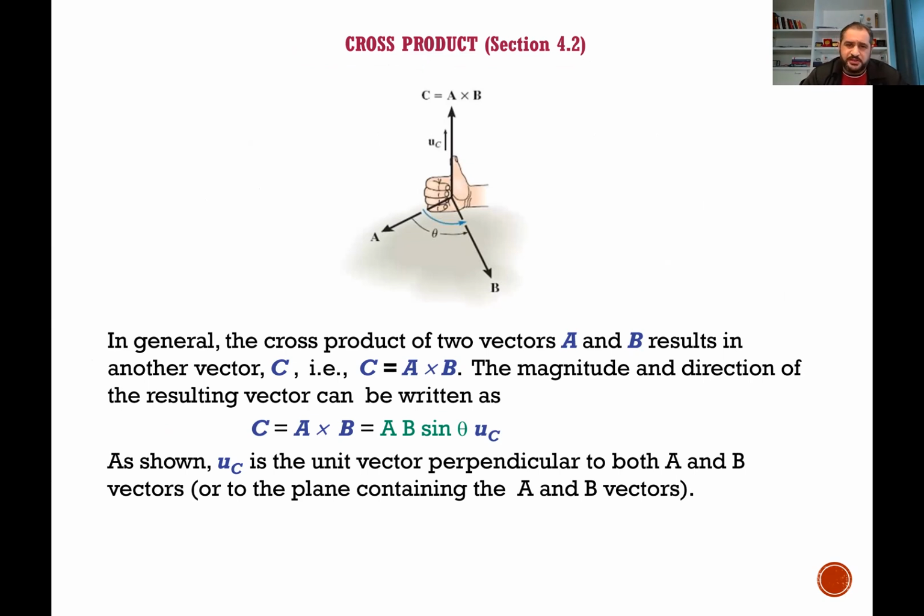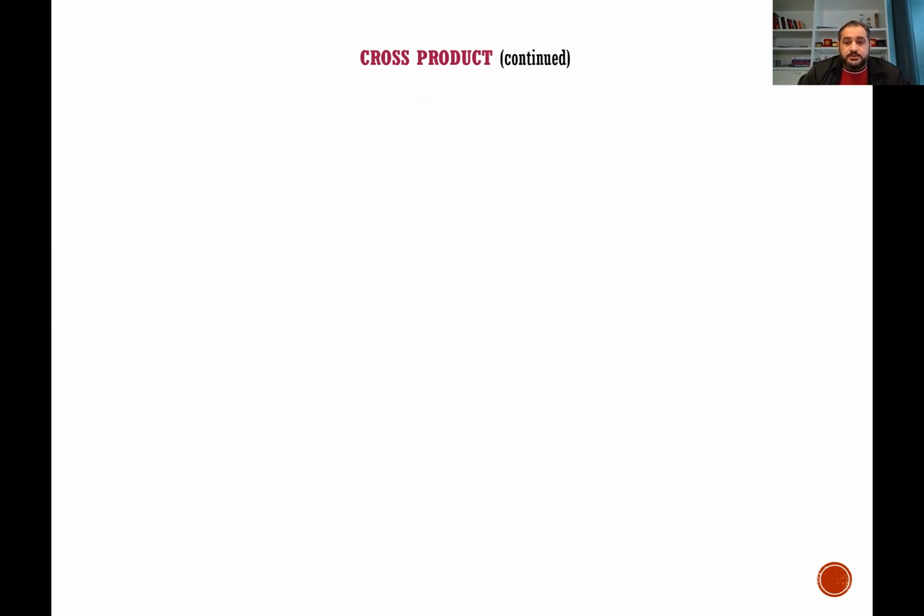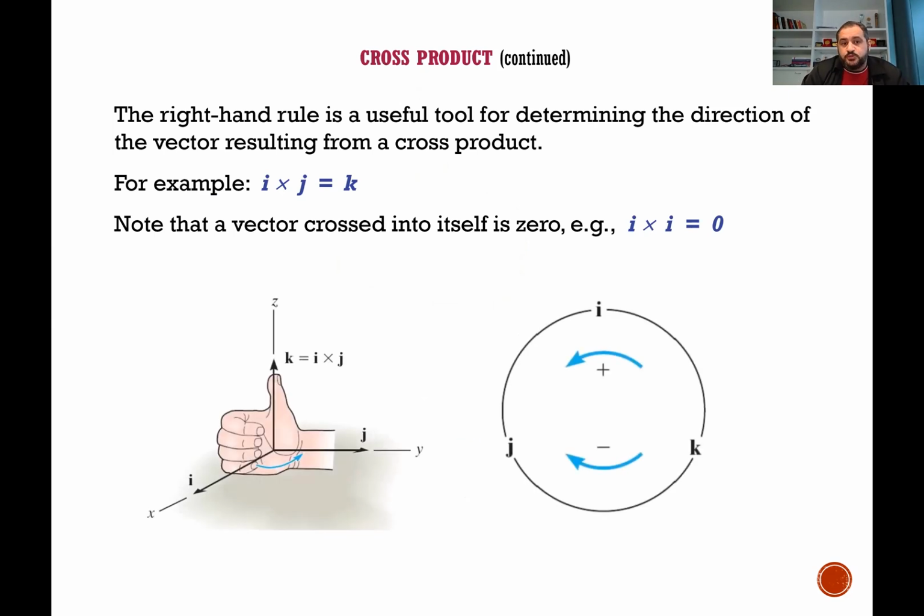When we have two vectors and there's a certain angle between them, the magnitude of C will equal A vector cross product with B, which equals AB sine theta UC. And UC is the unit vector perpendicular to both A and B vectors, which is perpendicular to the plane of these two vectors. The way to find this is we can use the ijk coordinate system, which is the Cartesian one.